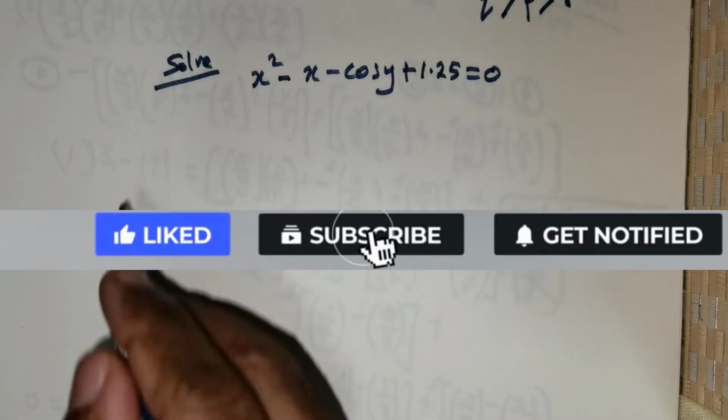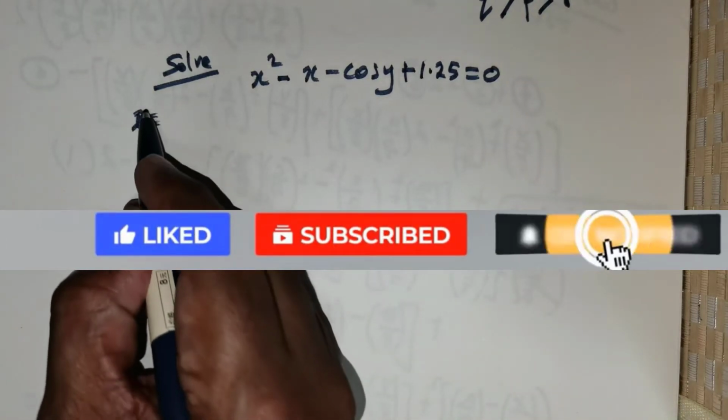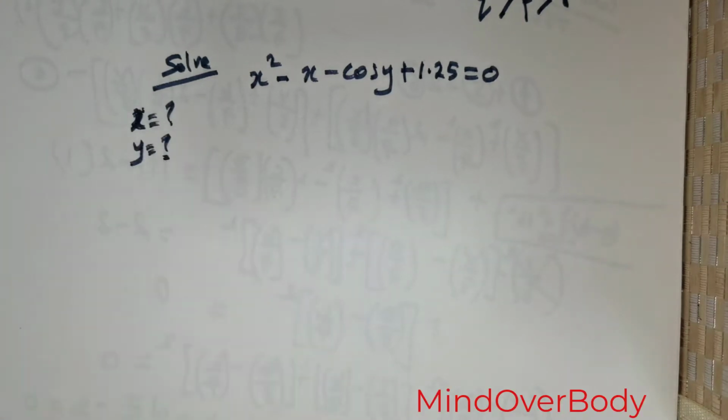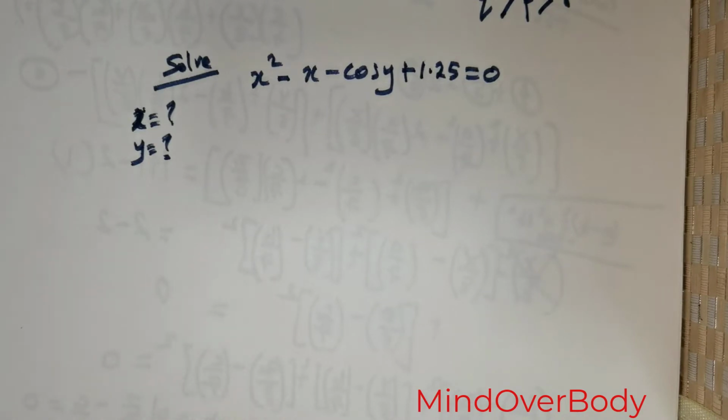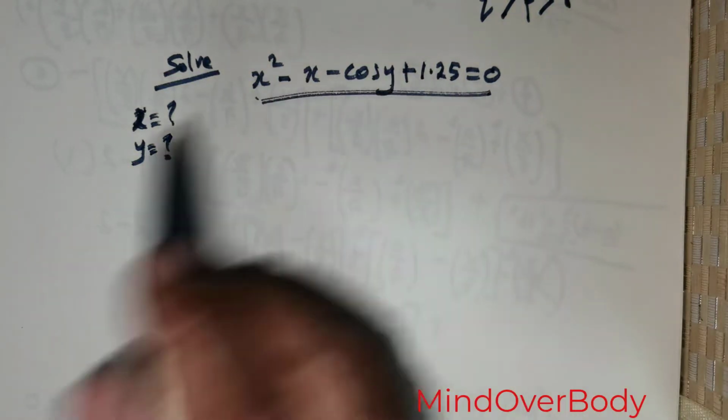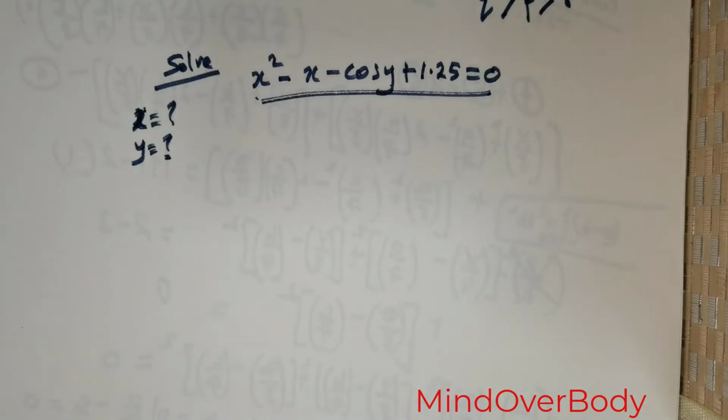You are expected to find the value of x and the value of y. Make an observation. You got x squared negative x negative cos y positive 1.25 is equal to 0. Now we only have one equation and two variables, x and y, and we are expected to solve and find the value of x and y.